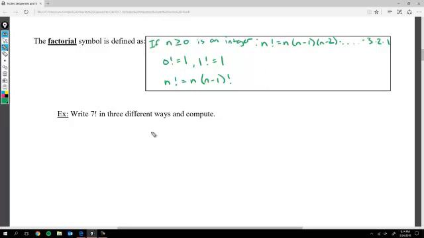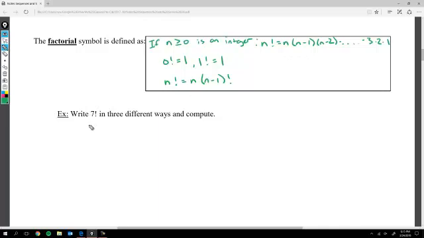We'll do an example. I'm asking you to write 7 factorial in 3 different ways and then compute it. Comparing what I'm given to my definition, 7 is my n value, and 7 is greater than or equal to 0, and it is an integer, so it works. So 7 is what I am plugging into my rule here.